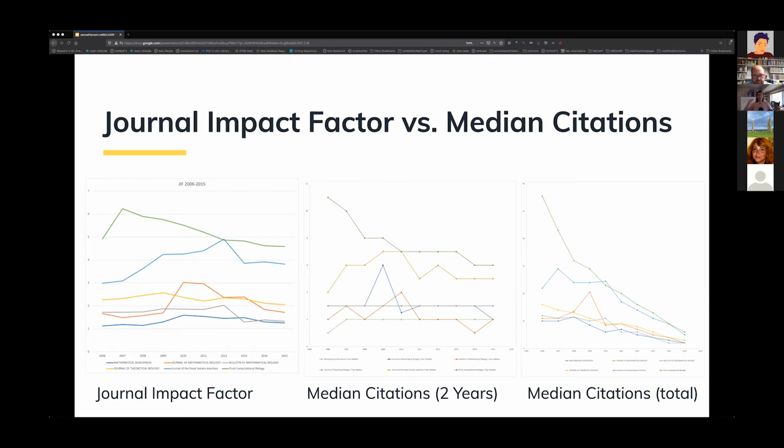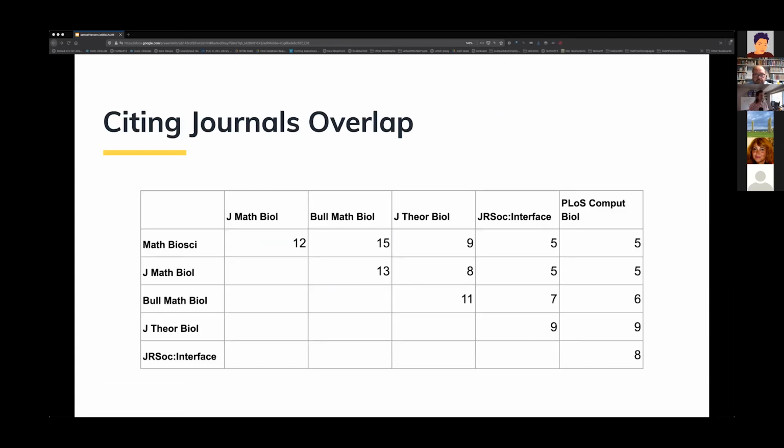But you will notice PLOS is on top, then Interface, and then a big cluster of math bio journals. It's true across all of them: median citation with the two-year window, median citation total, and journal impact factor, which has a two-year window. All of them are pretty much the same, with the Journal of Mathematical Biology having a spike in the late aughts. And then looking at the overlap of the citing journals, you will notice again that the traditional, legacy math bio journals cluster a lot, and there's a lot less overlap with Interface and Comp Bio. The middle ground is Journal of Theoretical Biology, and that is largely because that one is a little bit less directly math bio. So there are differences here.